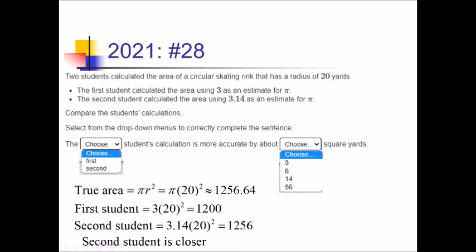And by how much? Well, the second student is less than 1 unit away, 1 square yard away from the true answer. The other student is roughly 56 or 57 away. So given the answer choices here, we're going to say about 56 square yards away.